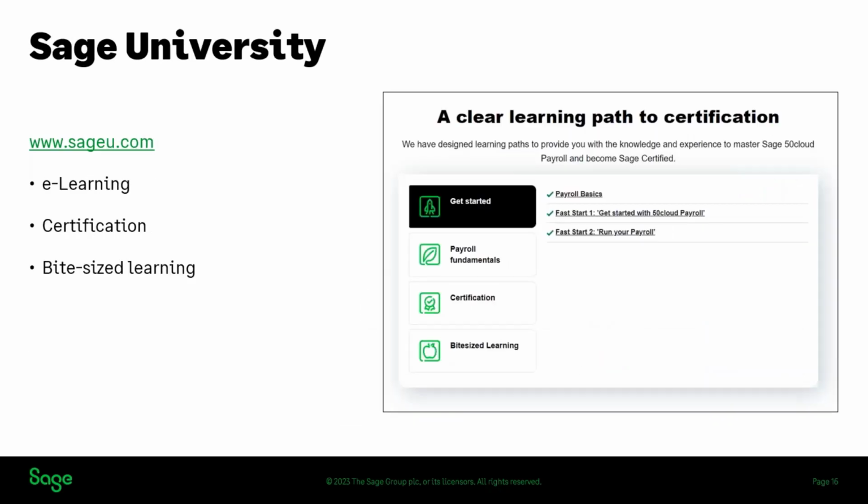And last, but certainly not least, quite possibly my favorite, Sage University. Sage University is where you can go for free learning. You get e-learning, bite-sized learning, as well as product certification. As I mentioned, it is free of charge, and it can be done in your own time at your own pace. It's a really valuable tool. I couldn't recommend it more to anyone because it is amazing. It's got some learning courses that even we do ourselves, so if you'd like the same training as us, head on over to Sage University.